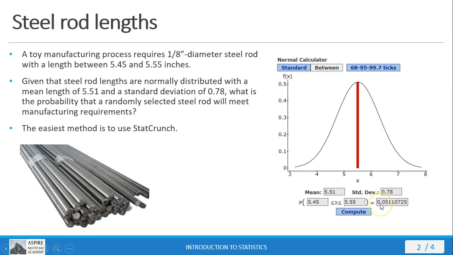This is the probability that the steel rods being delivered to us are going to be good enough for the toy that we're trying to manufacture in our facility. Now, 5% is not a whole lot. In fact, it's very likely that the distributor for steel rods that's providing us with this material is just not giving us what we need. So we need to figure out, okay, how can we change this up? We've got to get a higher probability than 5% that our design specifications are met.